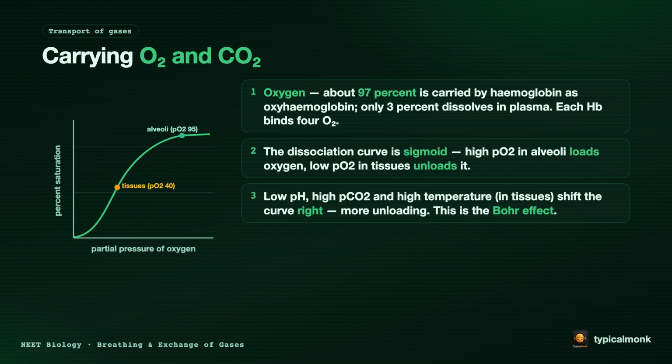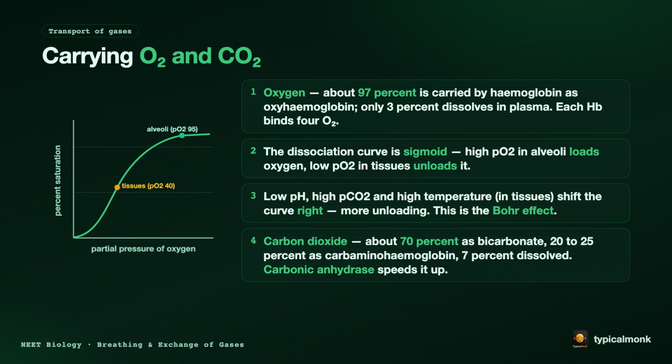Low Fi, high PO2, and high temperature, that is in the tissues, shift the curve to the right, more unloading. This is the Bohr effect. Carbon dioxide, about 70% as bicarbonate, 20 to 25% as carbaminohemoglobin, and 7% dissolved. Carbonic anhydrase speeds it up.